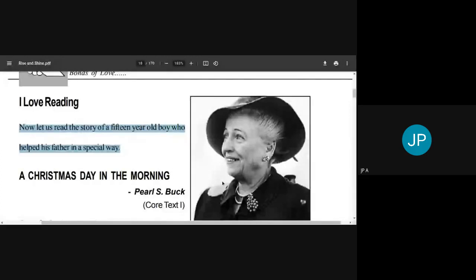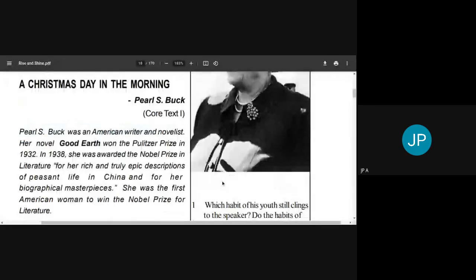She is a Nobel Prize winner. She is an American writer and novelist. Her very famous novel is The Good Earth, which has won the Pulitzer Prize, which means the highest prize in the United States for literature. She has also won the highest prize for literature in the whole world. She got the Nobel Prize in 1938.